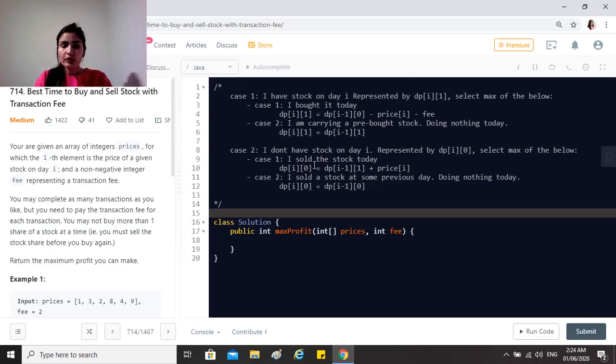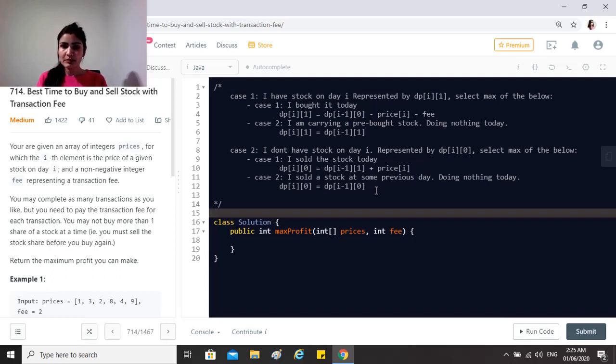If I sold it today, then it means that yesterday I had a stock which I'm selling today. So we'll use the dp of i minus 1 value, that means the had-the-stock-yesterday value, and we'll add the price for today to it because we're selling, so we get that money. So dp of i minus 1 of 1 plus the price of i. And if I'm just carrying forward a state from the past, then it's just dp of i minus 1 of 0, that is not having any stocks earlier and not having any stocks today.